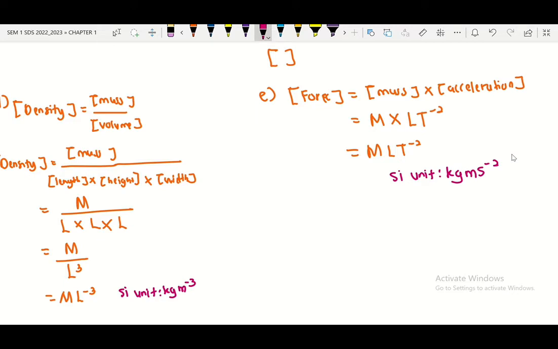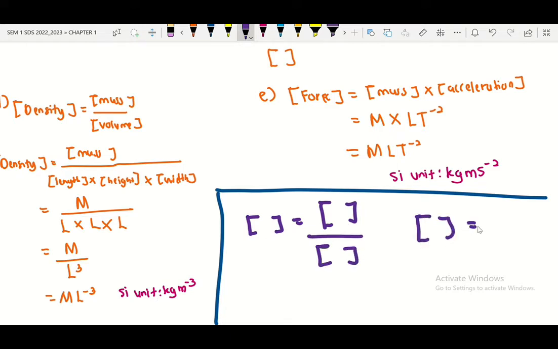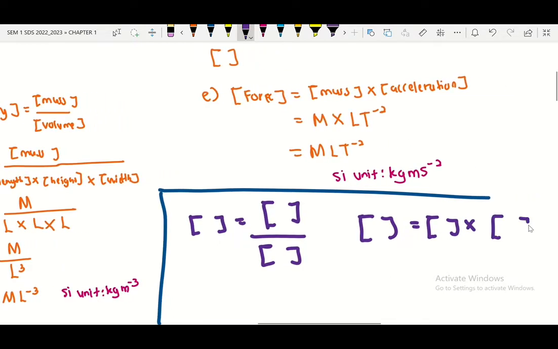So, this is how you do your finding for your dimension and SI unit. Okay, a very quick recap. So, whenever you cari dimension, you make sure the formula kena ada bracket. Okay, for example, tak kisahlah macam ni ke, or something like darab ke, make sure dia ada bracket. And then, bila dah tulis dimension, no more bracket.